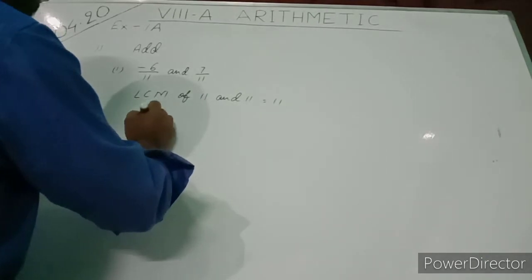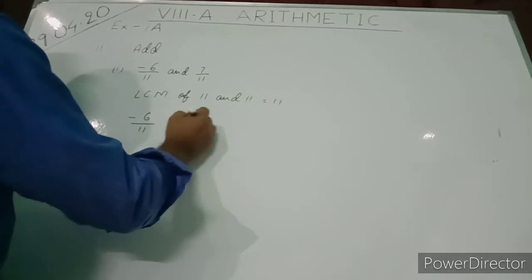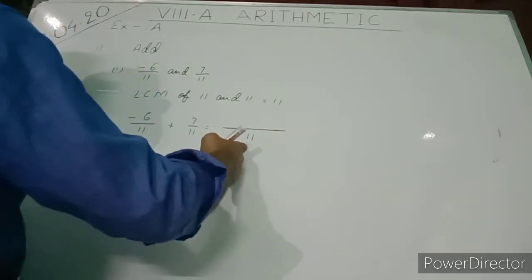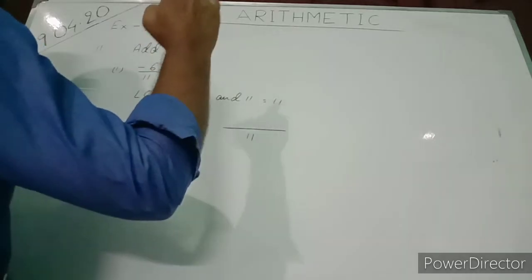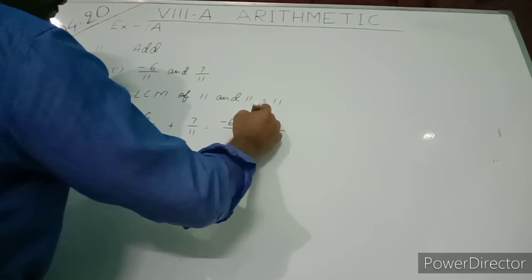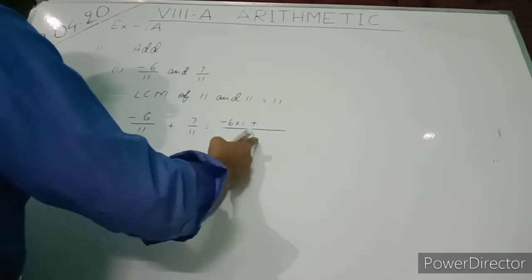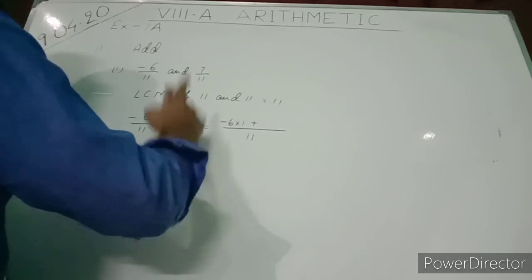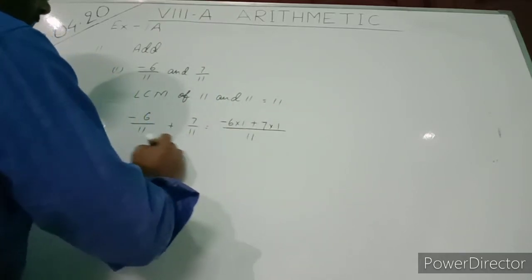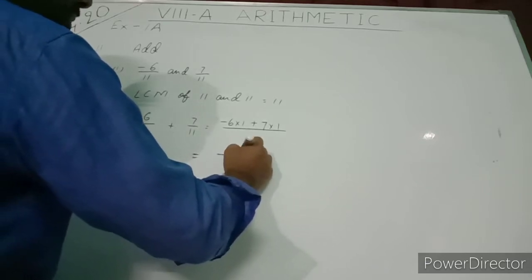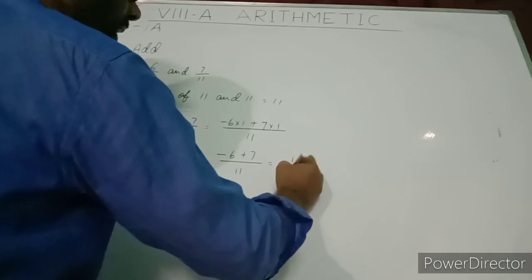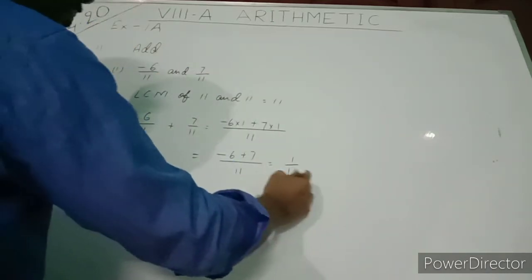Once we write this in this form, minus 6 by 11 plus 7 by 11 is equal to, LCM became 11. Now we divide this LCM by this denominator. So 1 into minus 6, minus 6 into 1. Now this plus will come here. We divide this LCM by this denominator, we get 1. 1 into 7, 7 into 1. So we write minus 6 plus 7 by 11. We get 7 minus 6, 1 by 11. This became the addition of these two.